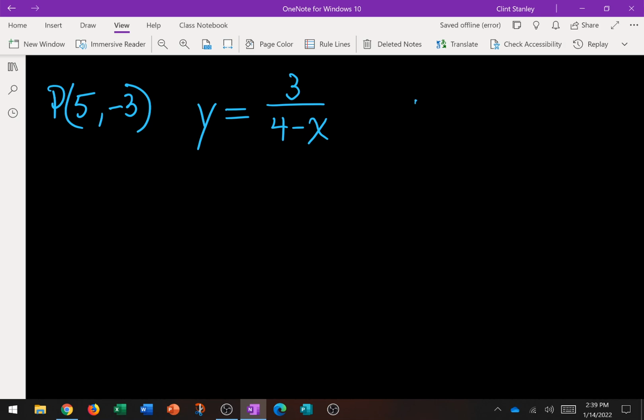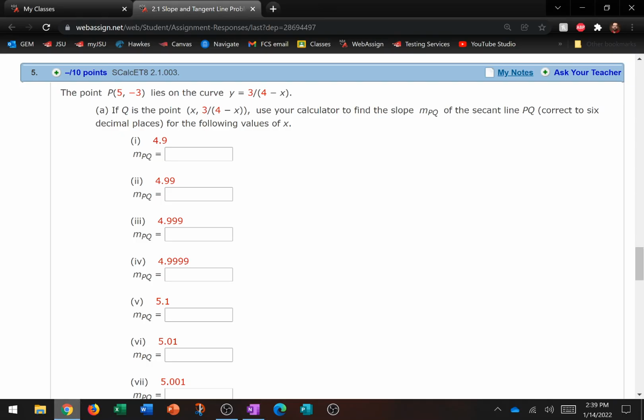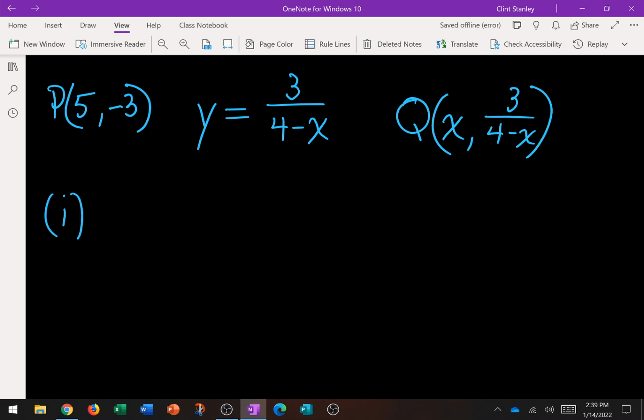And what we're going to do, we're going to be dealing with points that are Q's. They're going to be in this form, because to figure out our y value, we just plug in for x and solve for y. So how are these labeled? 1, 2, okay, Roman numerals. So first one, little i, we've got 4.9. So that's just our x value of our Q point. Here to figure out our Q point, x value is 4.9.